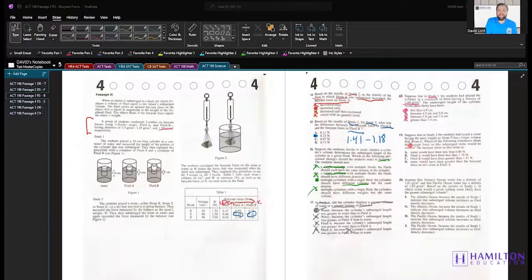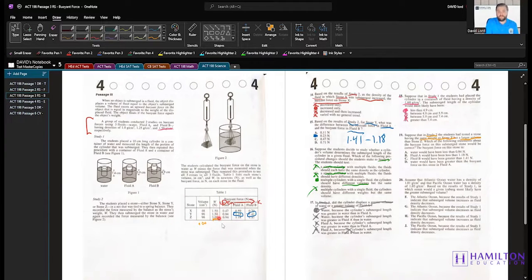Question number 19. Suppose that in study 2, the students had tested a stone having the same weight as stone Z, so that looks like it was 3.0, but a larger volume than stone Z. So then maybe 100 or 120 or 200. Which of the following statements about the buoyant force on the submerged stone would be correct? The buoyant force in water would be less than 0.94, fluid A would be less than 1.18, fluid B greater than 1.41, or it would have been greater than in fluid A.